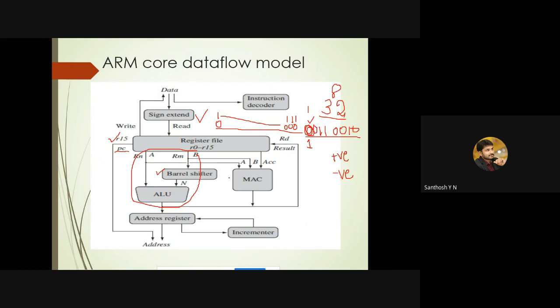And what is this MAC unit? MAC is nothing but a multiply accumulate unit. You will understand how this MAC unit works in the further classes in detail. I'm just explaining the data flow diagram. Once you get the results, you will store them in one of the destination registers, or you can store them in memory locations by using some instructions. All those things we will understand a bit later on.